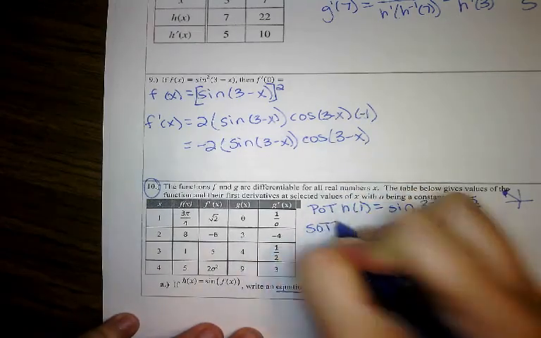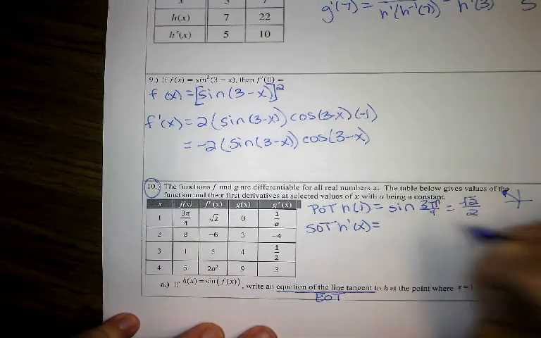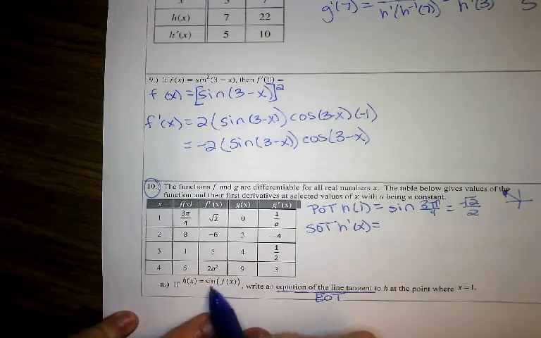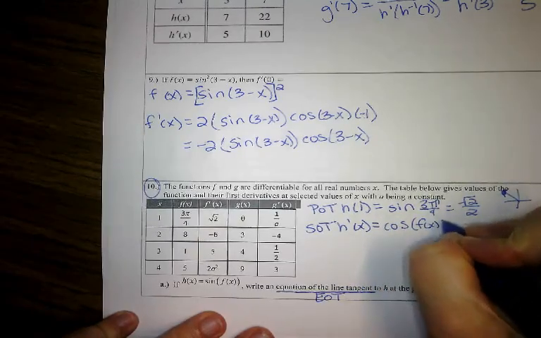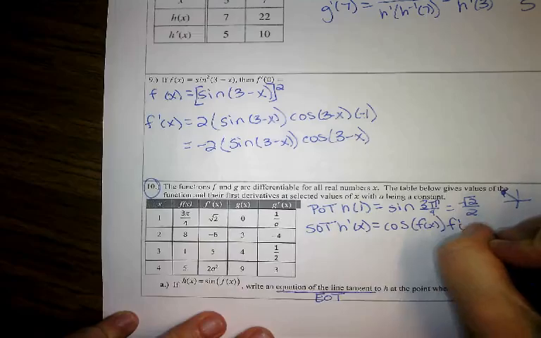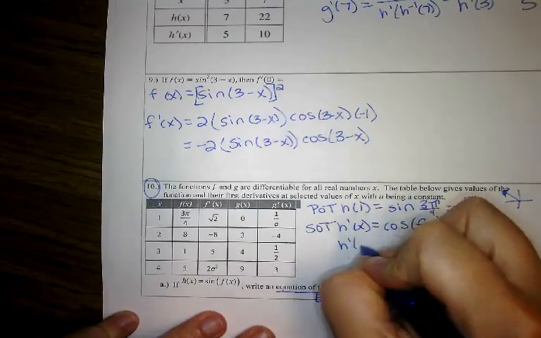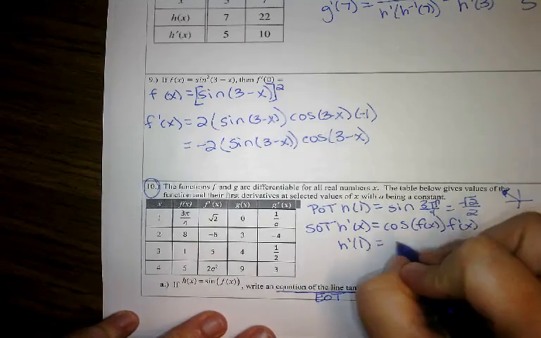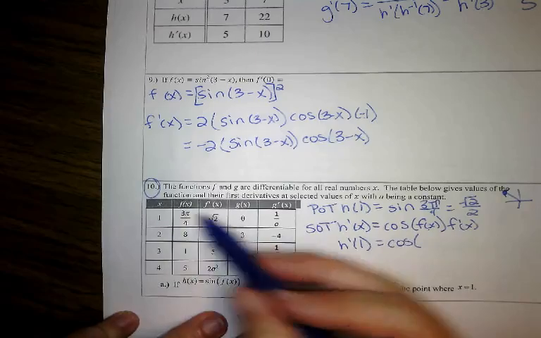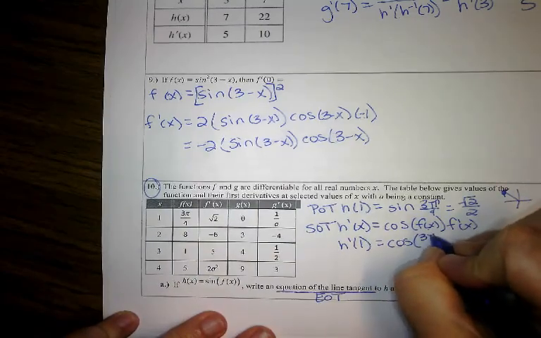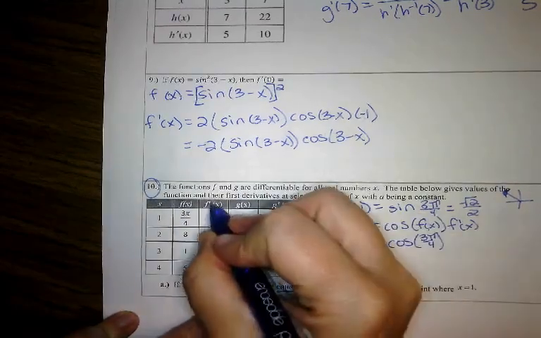Okay, so my SOT is going to be the derivative. So the derivative of this is cosine, leave the inside, times derivative of the inside. Now we want to evaluate that at 1. So cosine, so f of 1. F of 1 is 3 pi over 4. And f prime of 1 is root 2.